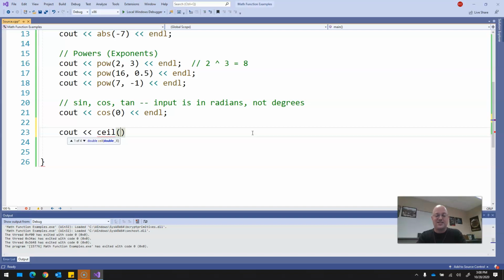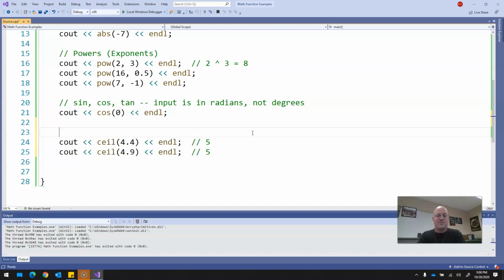The ceiling command, if I do something like, what's the ceiling of 4.4? What's the ceiling of 4.9? Both of those are going to go up to 5 because the ceiling command always goes up to the next integer above. So hence ceiling, it's going up. So even if you have something that does not round, it's not like 4.4 goes down, it always goes up.